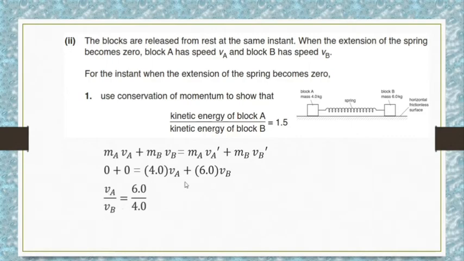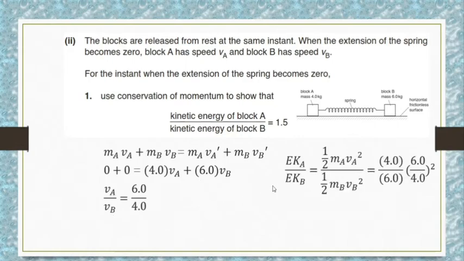Actually, one of them is negative, but that's only because of the direction. We know that block B will move to the left while block A will move to the right. They move in opposite directions. So VA over VB is 6 over 4, and kinetic energy is a half mv squared.